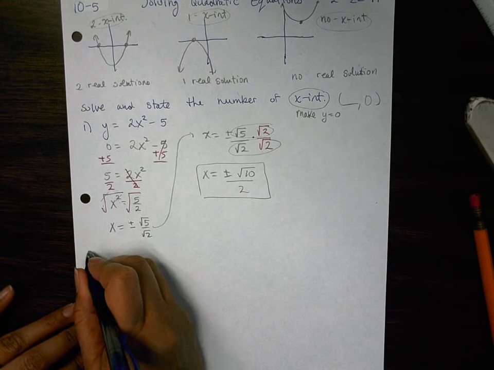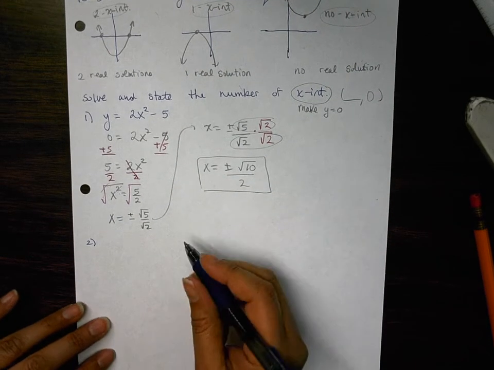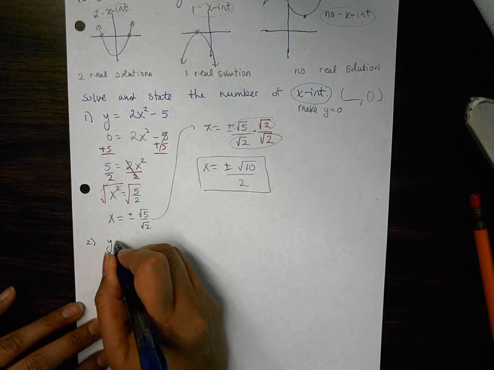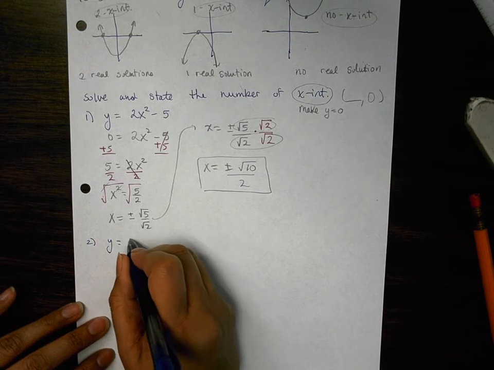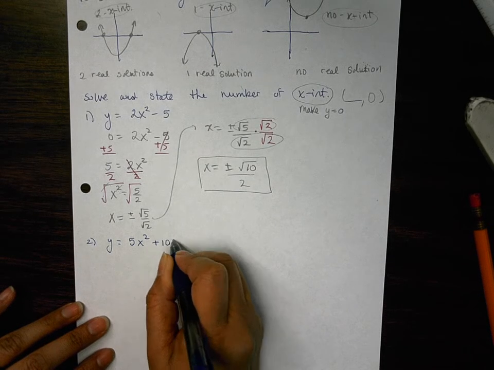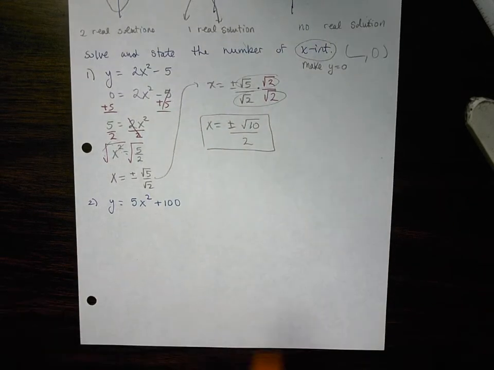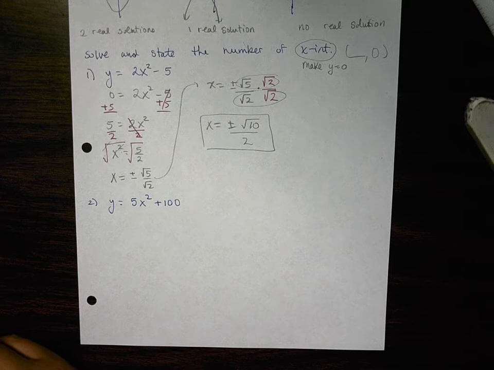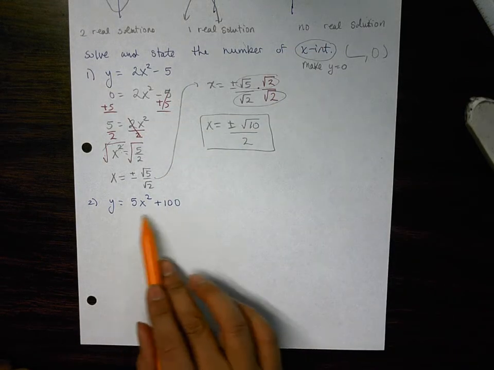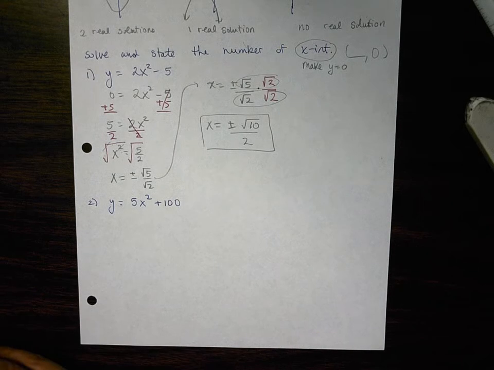Okay, another one, number 2. Y equals 5x squared plus 100. Okay, so we're going to do the same steps we did over here. Isolate. What do I do first? Yes.